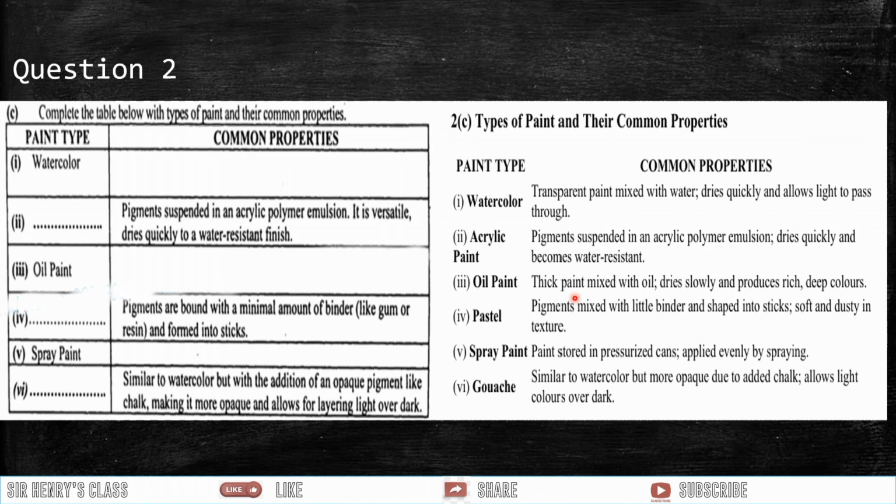So oil paint, its properties here: thick paint mixed with oil. The fourth one is pastel. And spray paint, its property: paint stored in pressurized cans. And the gouache, so this happens to be gouache. It's similar to the watercolor but with the addition of an opaque pigment like chalk.